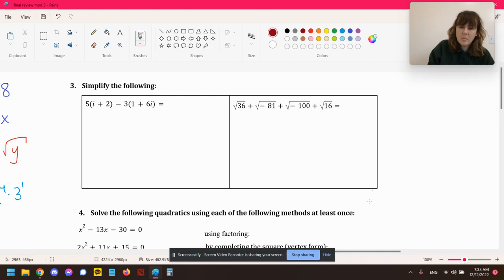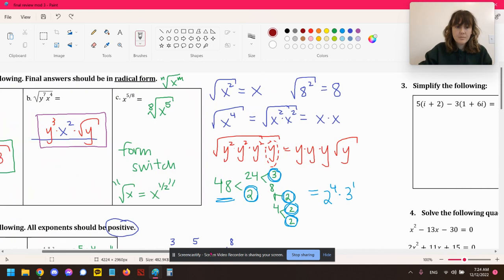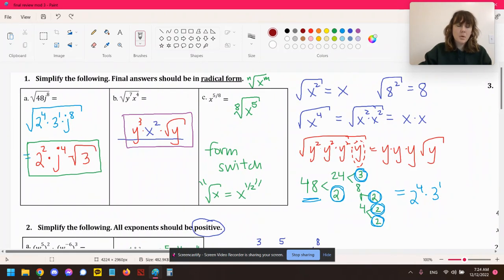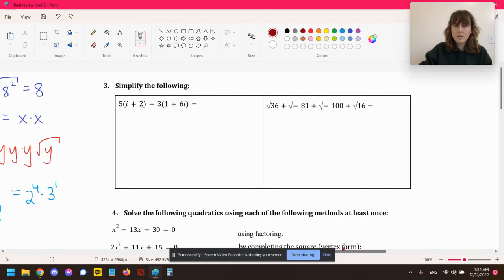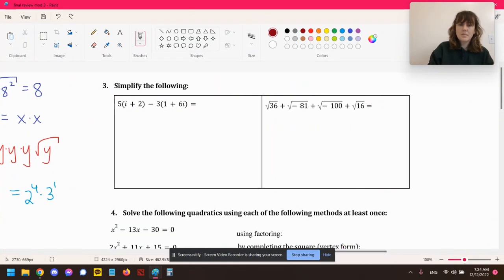Let's simplify stuff, and then we'll get to the big question, where I think it's going to take up a lot of our time. Let's start with the second one. What I see here is a bunch of things that can be simplified pretty quickly. We don't have to do this square root of 48 version where we break everything up, because all of these are already perfect squares.